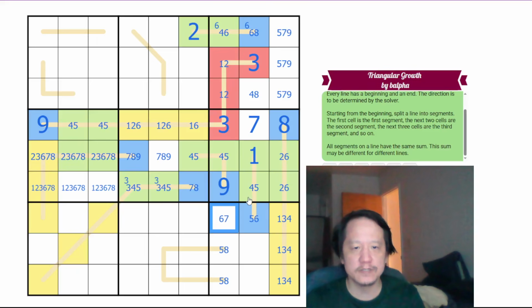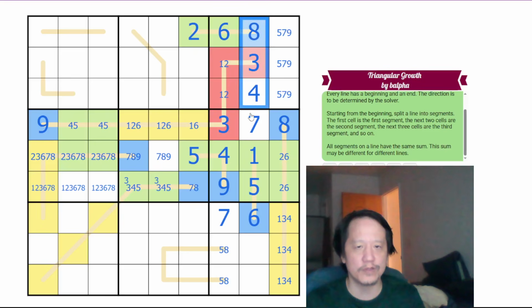It's 6 or 7. No 5 here. It's 4, which makes that 5. 4 eliminates 4 here, so it's 5. 1 and 5 add up to 6. This can't be 6 because of 6 in the box, so it's 7. 4 eliminates 4 here, so it's 6, which makes that 8, which leaves that as 4 there.